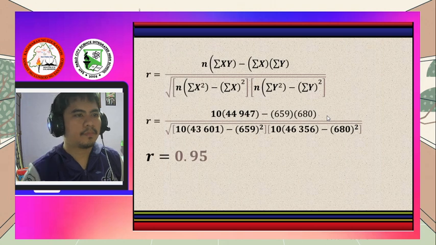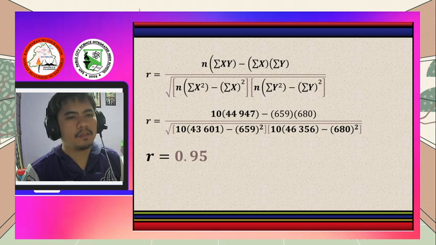Next, we have to solve for the R value. So substitute the values of each summation in our formula. So we have 10 times 44,947 minus 659 times 680, divided by the square root of 10 times 43,601 minus the square of 659, times 10 times 46,356 minus the square of 680. So we have an R value which is equal to 0.95.